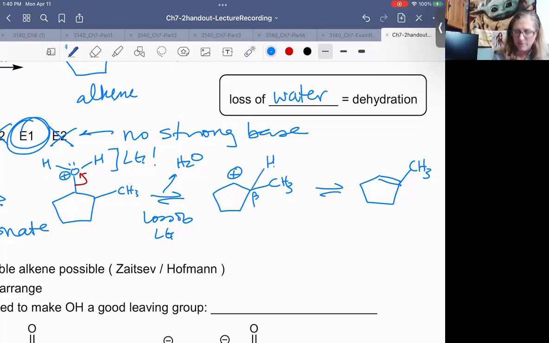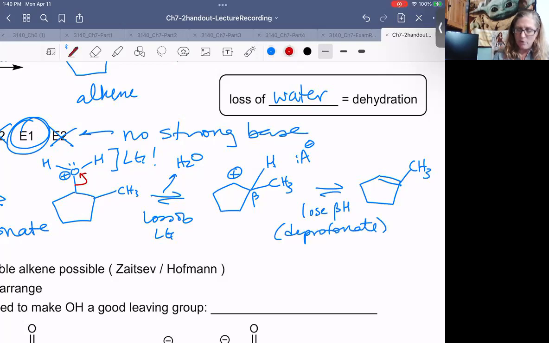That is the proton that we're removing. I'm going to go to the most substituted beta proton because that is going to lead to the most substituted, most stable alkene. It's always going to be the product formed here. And so what's our last step? Our last step is to lose the beta hydrogen, which we could also just describe as deprotonate.